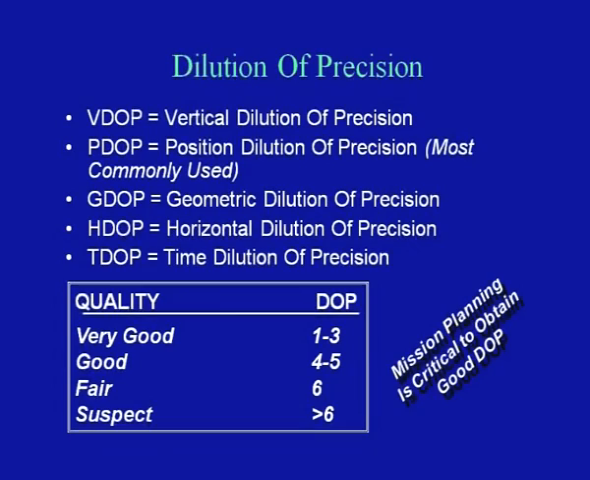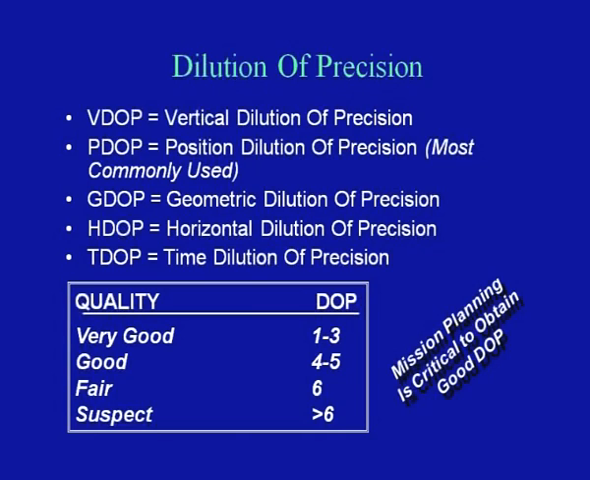Well, when we talk about the dilution of precision, it may be observed that there are many components which contribute to this. For example, V-DOP, which is the vertical dilution of precision, P-DOP, which is the position dilution of precision, and this is the most commonly used factor for expressing the satellite geometry. Then we have G-DOP, which is the geometric dilution of precision, H-DOP, which is the horizontal dilution of precision, and T-DOP, which is the time dilution of precision.